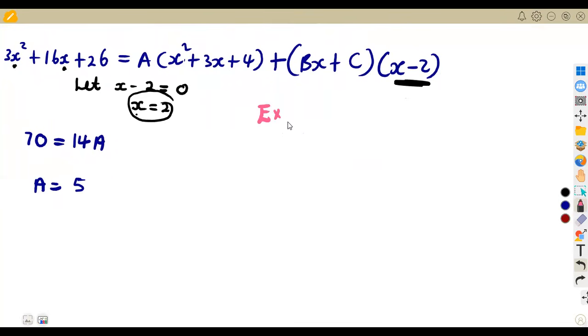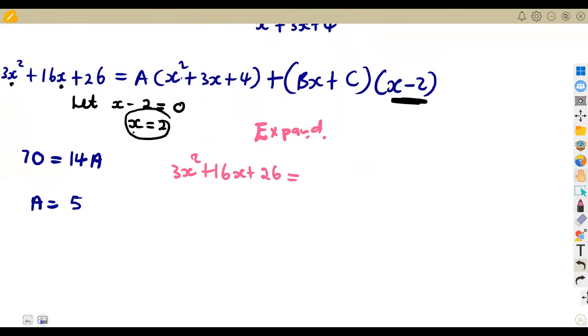By expanding here, from the left-hand side, this is going to remain, as it is already in an expanded form. So this is going to be 3x squared plus 16x plus 26, which is equal to, let us expand what we have on the right-hand side. We're going to expand by a. So a is multiplying everything. That will be ax squared, a times 3 here, which is going to be 3ax. Then a times 4 here, which is going to be plus 4a.